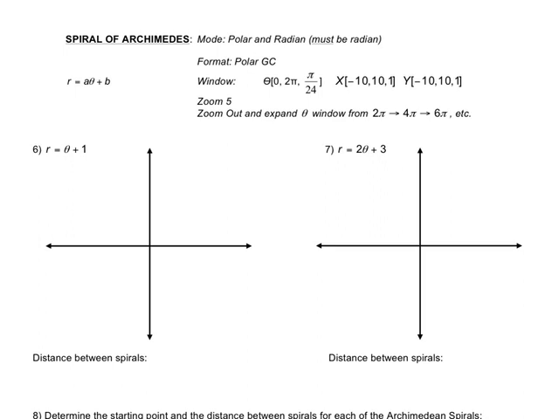Alright, so if we look at our first equation, type into your y equals just theta plus 1. So no sines or cosines, we're just talking about theta plus a number. So theta plus 1, and then remember to hit zoom 5. And what you see, it kind of looks like a shell almost, or the beginning of a spiral.